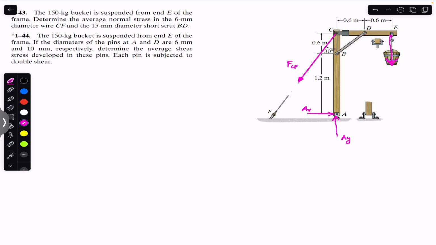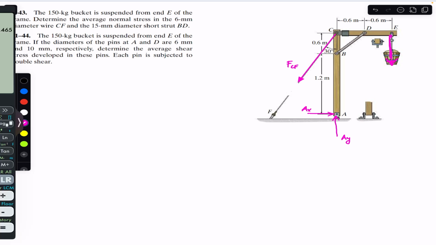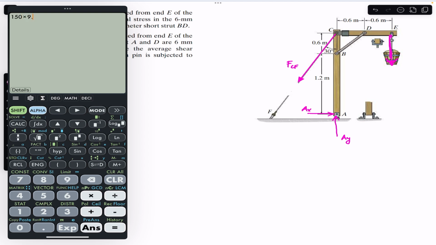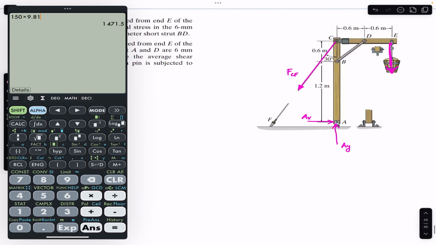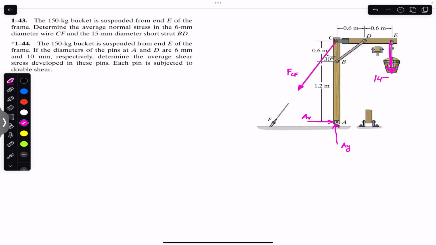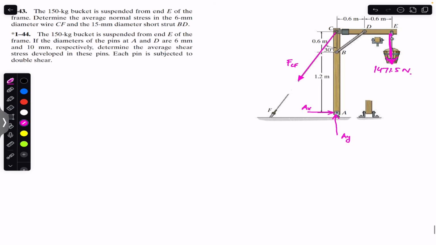So the weight of the bucket is going to act vertically downward, which is 150 times 9.81. So 150 times 9.81 is 1471.5. So this weight is 1471.5 Newton. And similarly, we can resolve this FCF into its components, since it is making 30° with this vertical line. So we will have one component in this direction and one component in this direction. This component is the cos component, since the angle is made with the vertical, and this one will be the sine component. So let me represent those components.